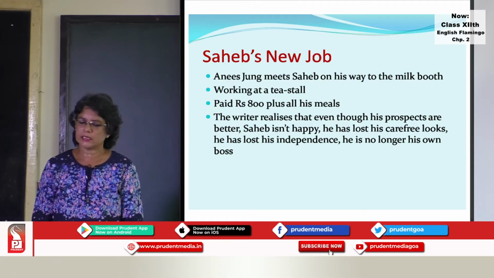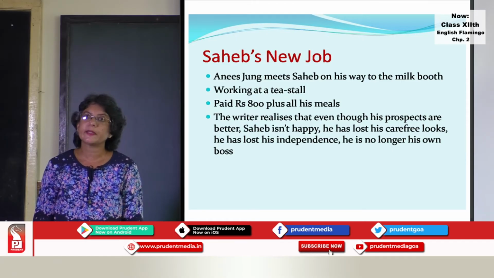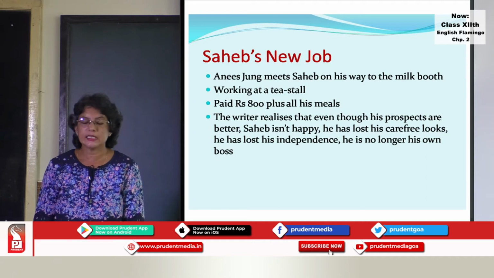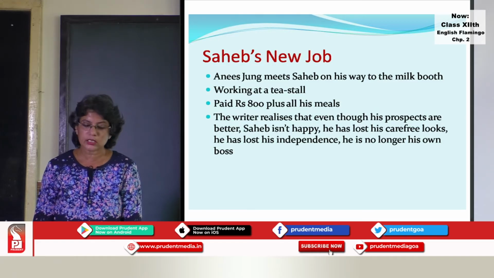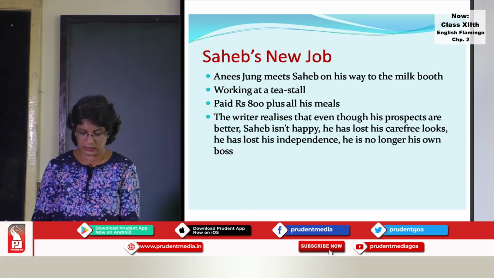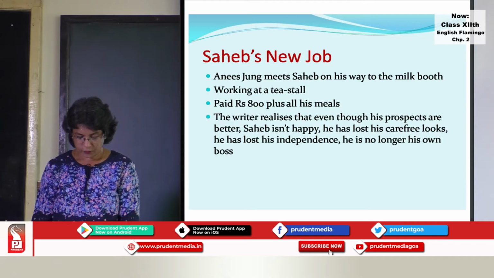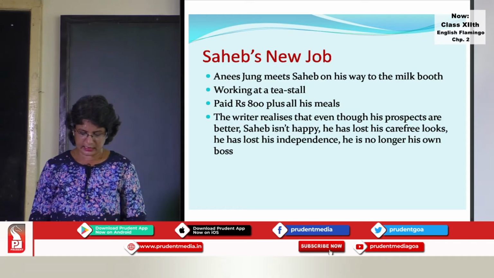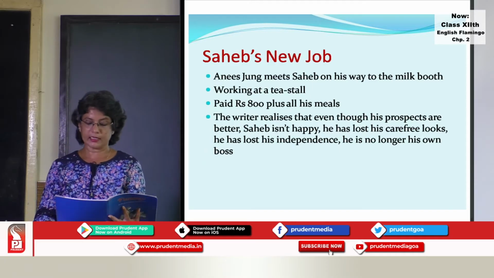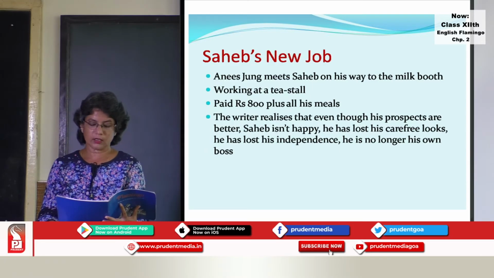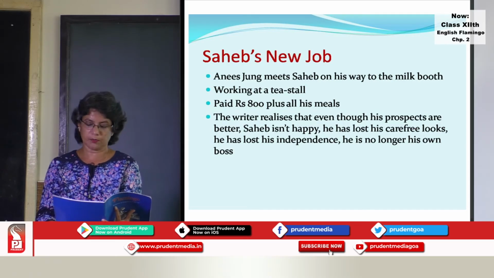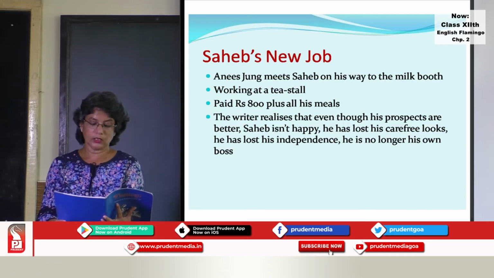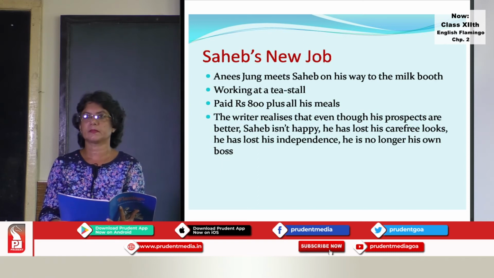The writer realizes that even though his prospects are better, Saheb isn't really happy. He has lost his carefree looks. He has lost his independence. He is no longer his own boss. She feels that the steel canister seems heavier than the plastic bag he would carry so lightly over his shoulder. The bag was his. The canister belongs to the man who owns the tea shop. Saheb is no longer his own master.